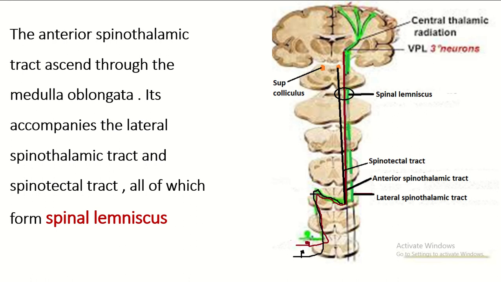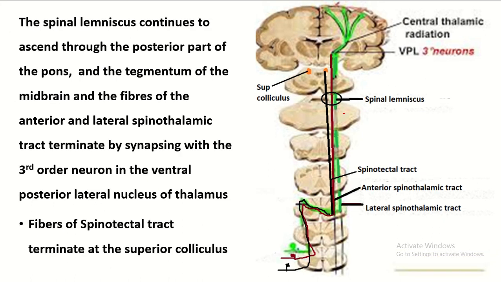The anterior spinothalamic tract is a part of the spinal lemniscus. So what is the spinal lemniscus? The spinal lemniscus is formed by three tracts: the anterior spinothalamic tract, lateral spinothalamic tract and spinotectal tract. The axons of the anterior and lateral spinothalamic tracts synapse with the ventral posterolateral nuclei of the thalamus, but the spinotectal tract ends in the midbrain by synapsing with the superior colliculus.